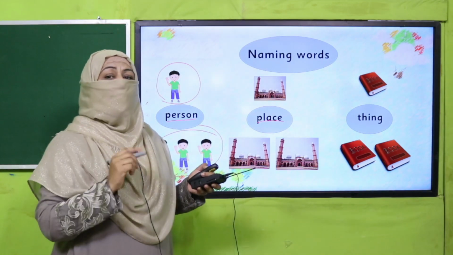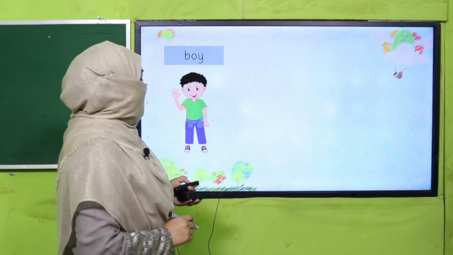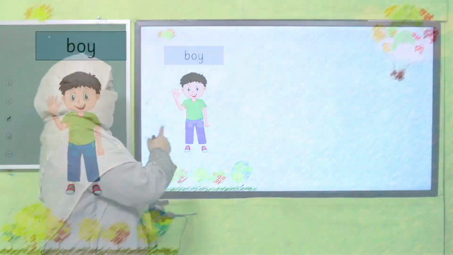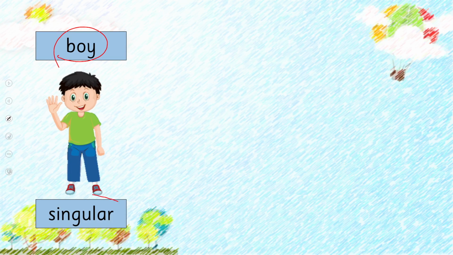But how do we use it in writing? Do you remember the rule? Okay, so how do we do it? Look at this picture. It's boy. It's one, so it is singular, right? Singular means one, and here this is the picture of boy.